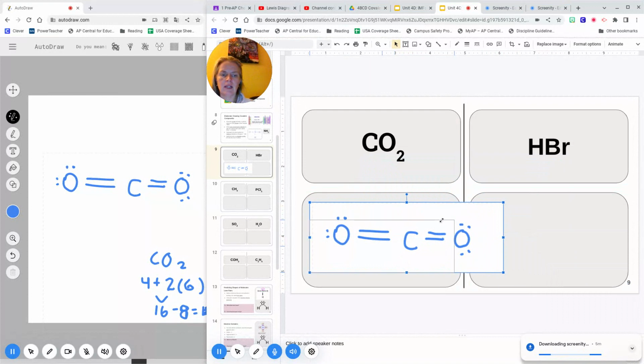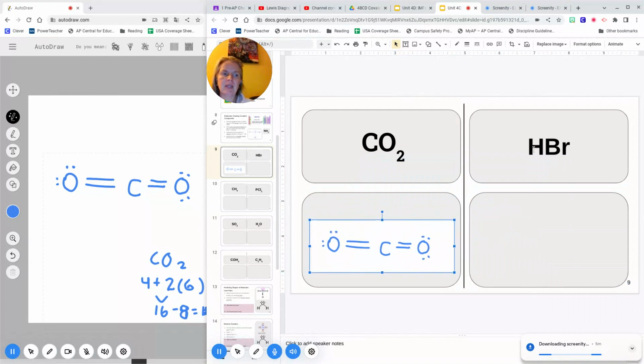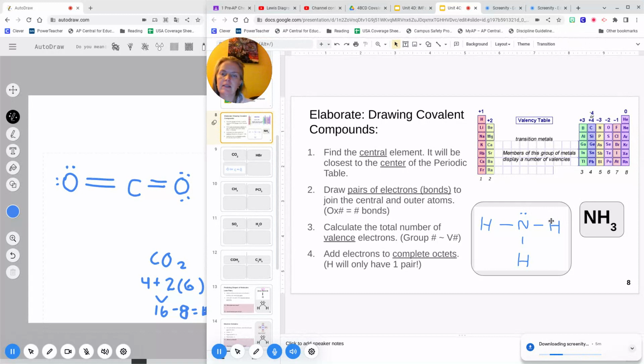Next, you should try hydrogen bromide. Hydrogen bromide is just one hydrogen and one bromine. And remember that hydrogen, like in our previous example, doesn't get a lot of valence electrons. It just gets one pair. So since these hydrogens are all parts of compounds, it's just going to have one bond, and that's it. So go ahead and try that one, and then we can check on that when I come back to class.